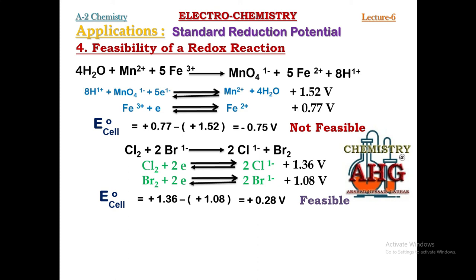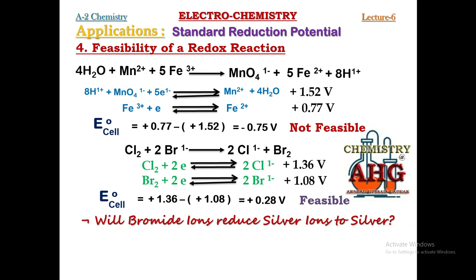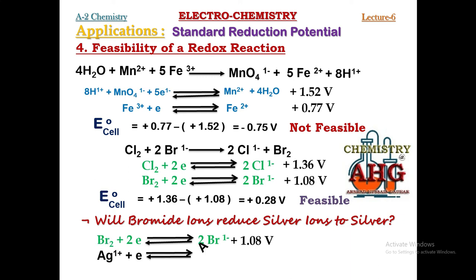Okay, one last question that can also be asked in your exam. Try to attempt this question and give me the answer, whether you have understood this idea or not. The question is, will bromide ions reduce silver ions to silver or not? From the data booklet, you will have to copy these equations. I am giving you these equations. Use these standard reduction potential values and tell whether this reaction is feasible or not.